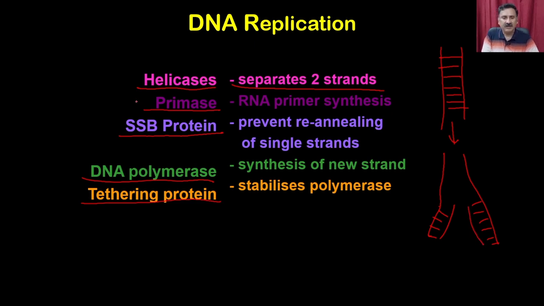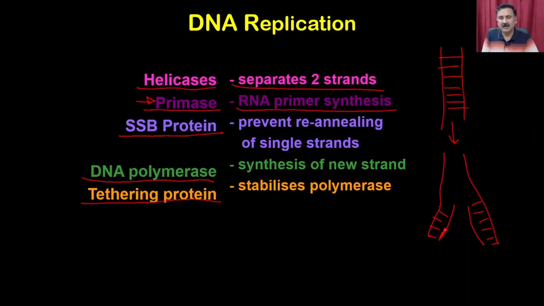Then you have the primase. The purpose of the primase is to synthesize the RNA primer, because the DNA polymerase cannot start from a nascent chain. It requires a partially double-stranded structure so that it can use that information and then extend the DNA strands. Then you require the SSB proteins.